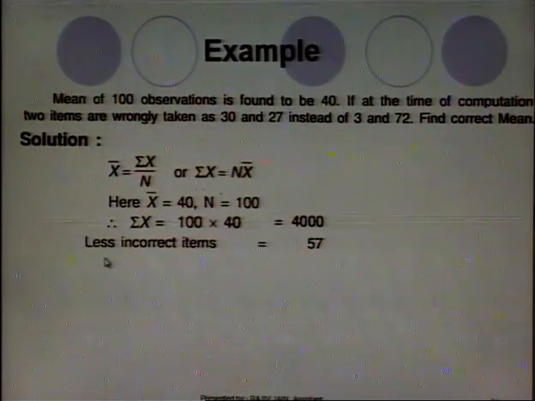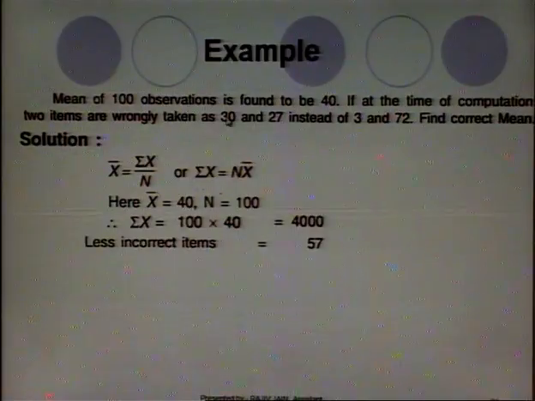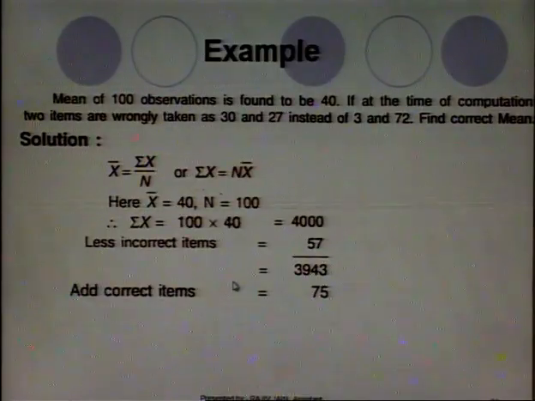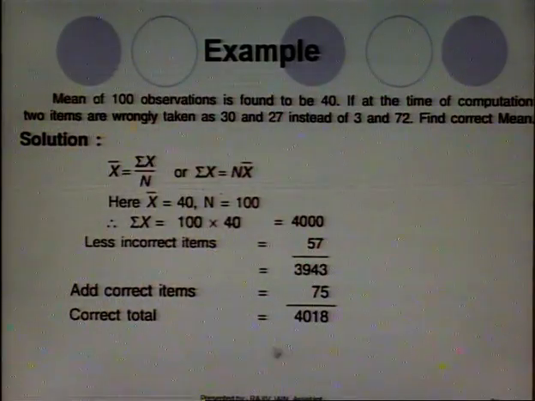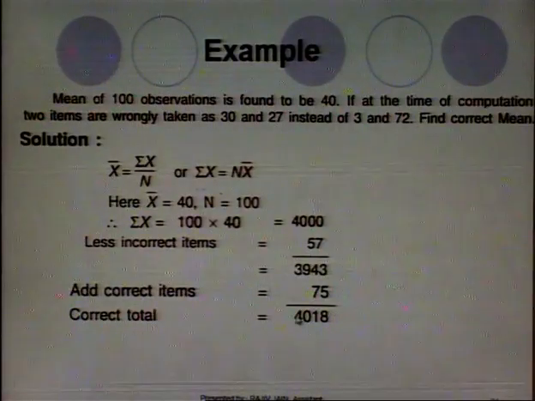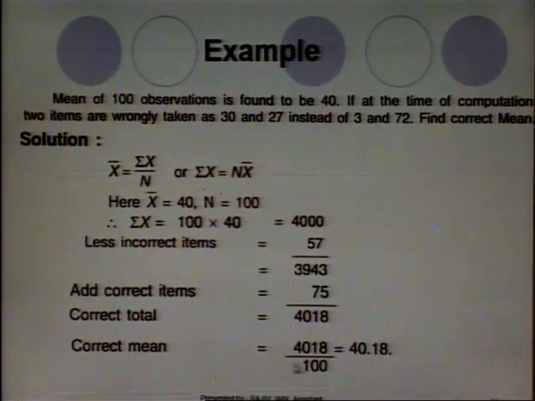Now we have to subtract the incorrect items. We sum both the items, that is 30 plus 27, that is 57, minus 57, and we get the value 3943. Then we add the corrected items, that is 75, and we get the correct total 4018. So this is the corrected summation x. Now finding the corrected mean, it will be corrected summation x divided by n, that is 40.18.